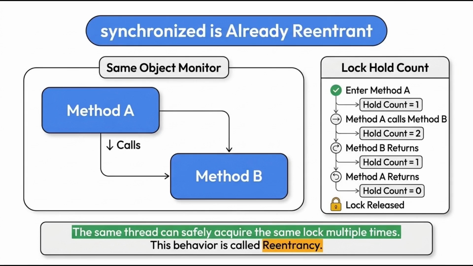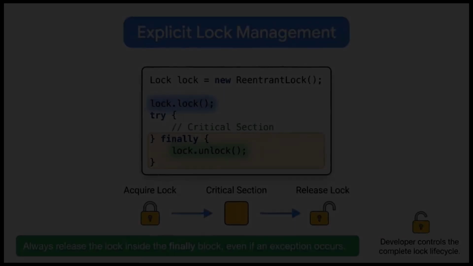Instead, Java internally increases the lock's hold count. When method B finishes, the hold count decreases. Once the outermost synchronized method completes, the lock is finally released. That's why both synchronized and ReentrantLock are called reentrant.